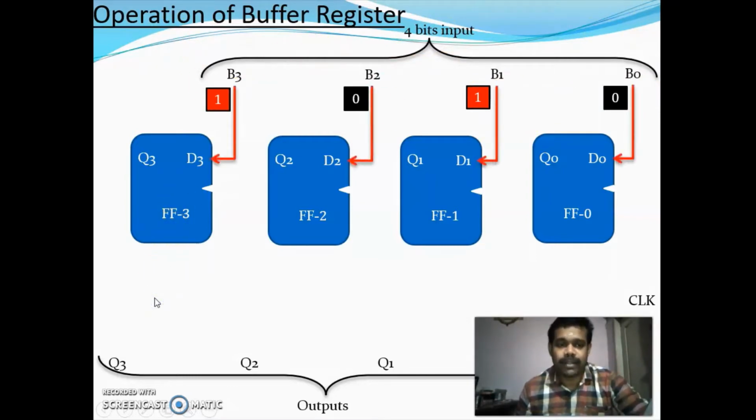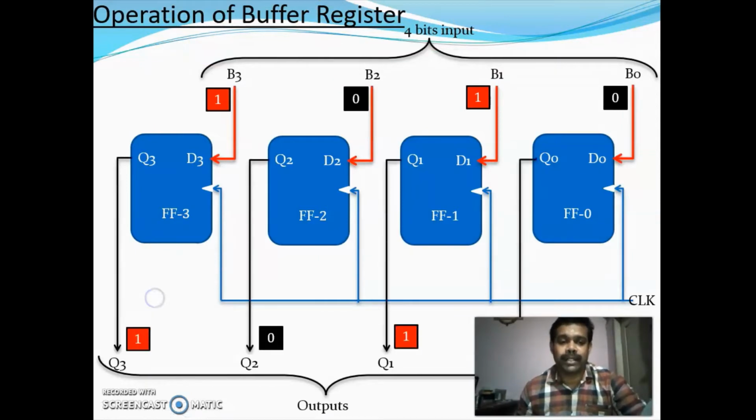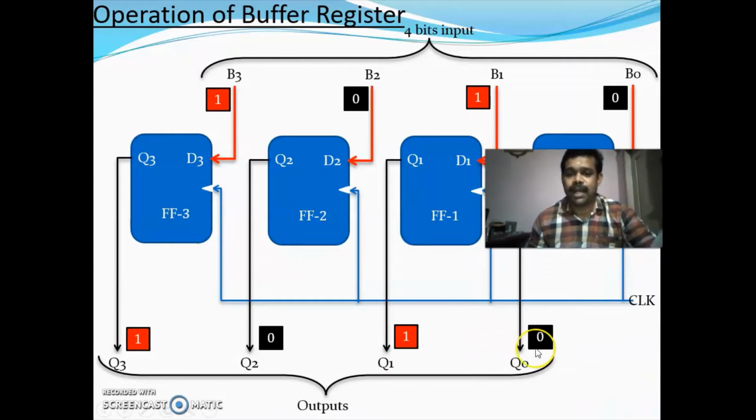Then we are providing the clock. While providing the clock, you will be getting the output, the same output. Okay, this is the output. So 1010 is the input you are giving. Then we are providing the clock so that you will be getting the output. So this is nothing but buffer register. Register is nothing but a group of flip-flops.